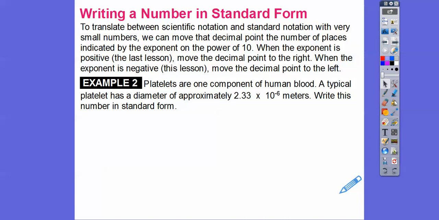Platelets are a component of human blood. A typical platelet has a diameter of approximately 2.33 times 10 to the negative 6 meters. Write this in standard form. So here's 2.33, and since the exponent is negative, when in the last lesson it was positive we moved right to make a big number, now it becomes a very small number, so we're going to the left 6 places. So here's 1, 2, 3, 4, 5, 6. There's the decimal right there, and then fill in all those blank spots with zeros. So this equals 0.0000233 meters. Okay, all right, easy, right?